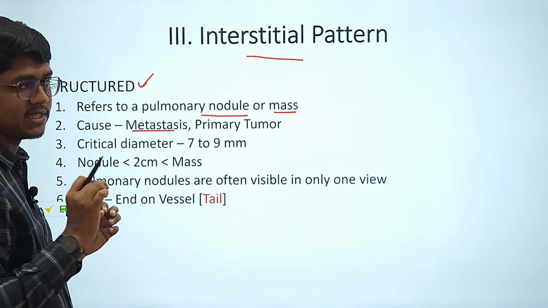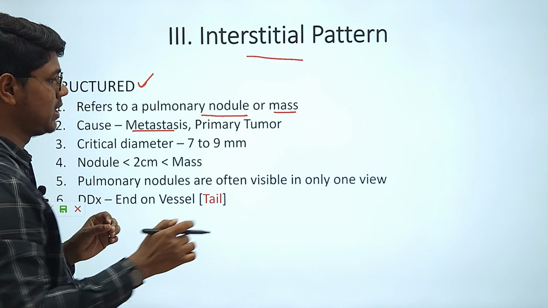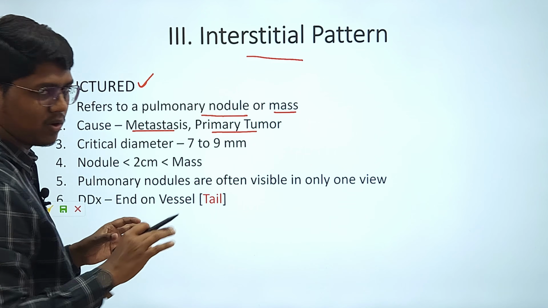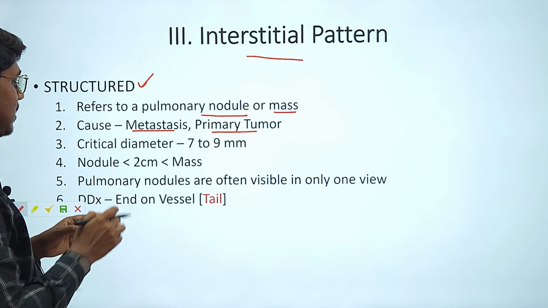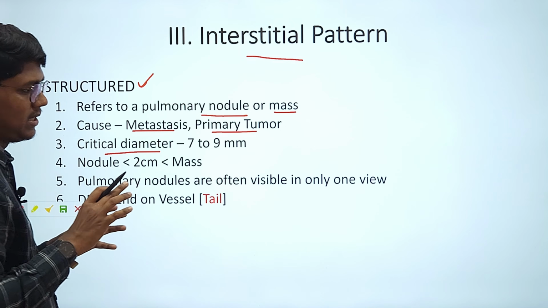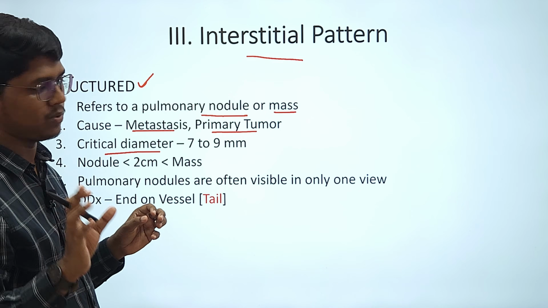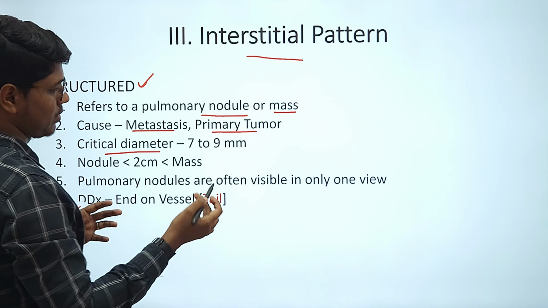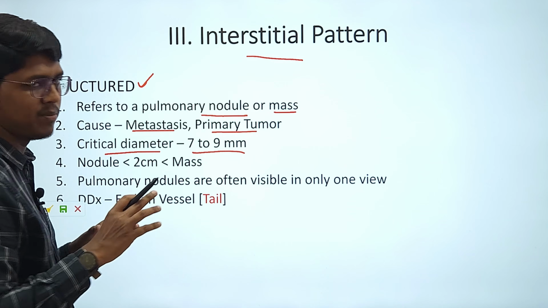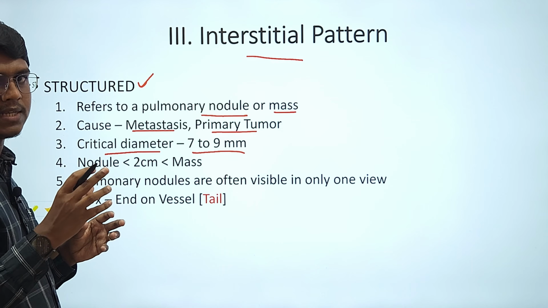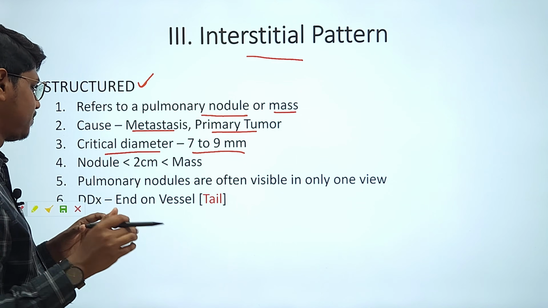The characteristics of metastasis, you will find multiple nodules, while in case of primary tumor of lungs, you will find a single nodule. The critical diameter means the nodule has to reach some diameter to be radiographically visible. In case of dogs, according to some research, it is 7 to 9 mm. You have to reach that particular size to be radiographically visible.